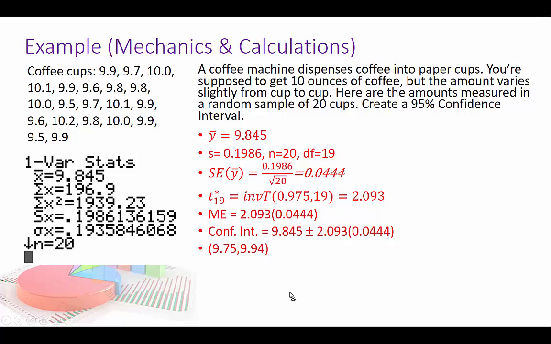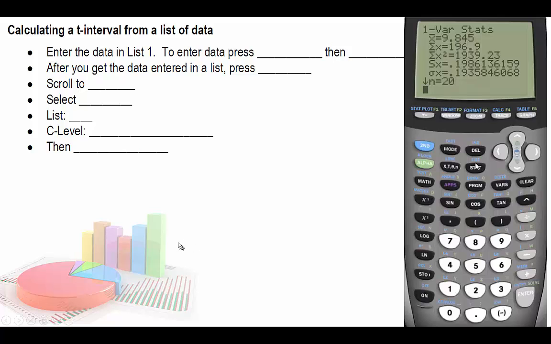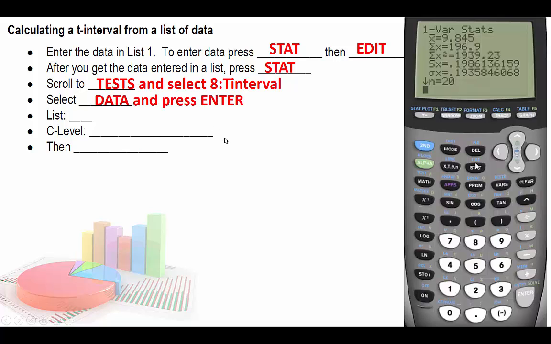But wait, there's an amazing shortcut. Are you ready? Let me go to the next slide. To enter the data in the list, you're going to press stat and edit. After you get the data in the list, you're going to press stat. You're going to scroll to something called tests and select 8, T interval. Then you're going to select data because we're going off of a data list, and press enter.